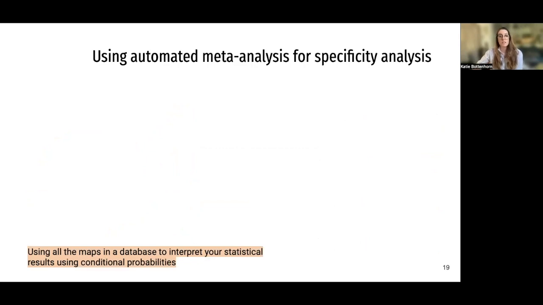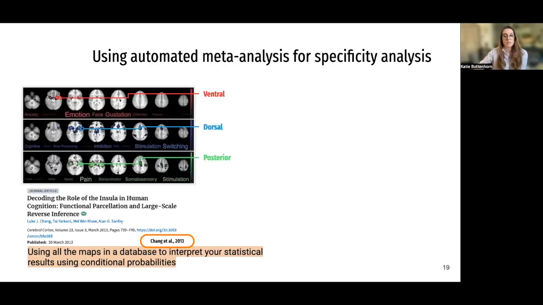So one of the reasons you might do an automated meta-analysis is specificity analysis. And that is you're going to use all of the maps in a database to interpret your statistical results using conditional probabilities. So using the example of that insula segmentation paper, they did a co-activation-based segmentation, looked at how different parts of the insula are connected to different parts of the brain, which gave them 3 different segments. And then they used these conditional probabilities with the whole NeuroSynth database to tell us what these segments are doing differently. And as I mentioned earlier, anything is possible with a manual meta-analysis. But the process of doing this manually would require you to extract data from all of the functional neuroimaging papers in PubMed, which again, infinite time, infinite energy.